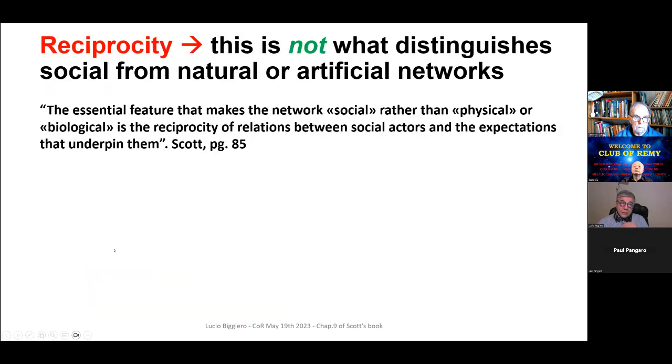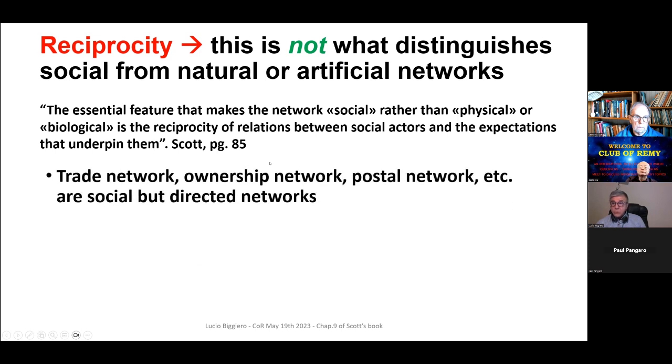Last slide: reciprocity. Bernard says that what distinguishes social from natural or artificial networks is that in social systems there is reciprocity, and in others, no. And that's not true. Sorry, Bernard, but that's not true.